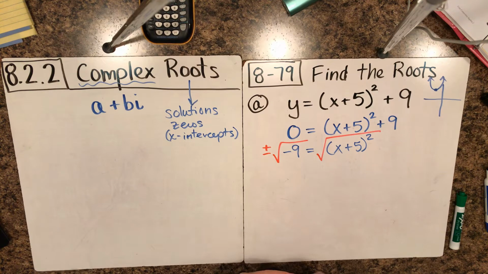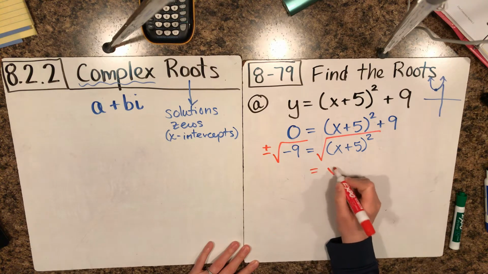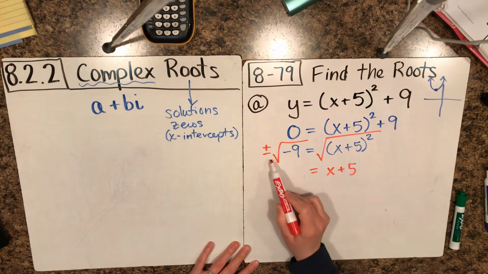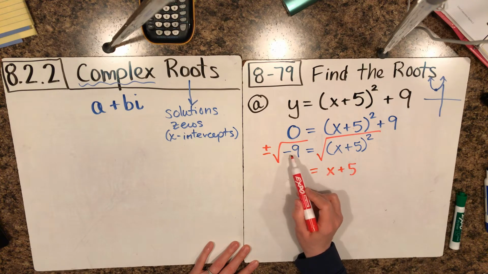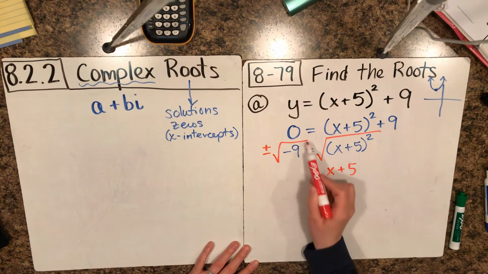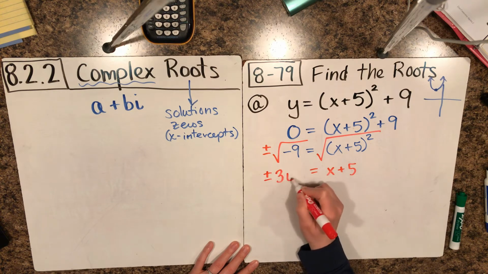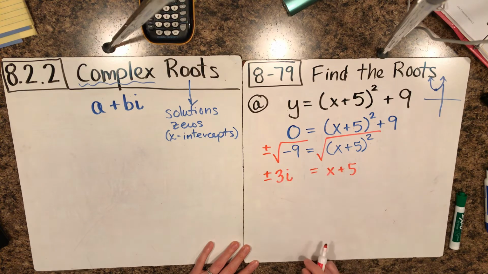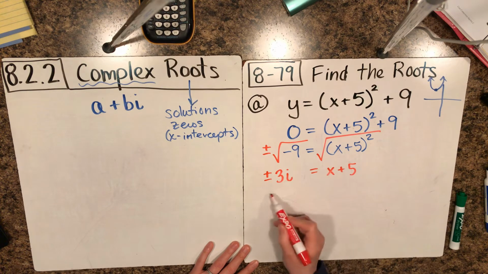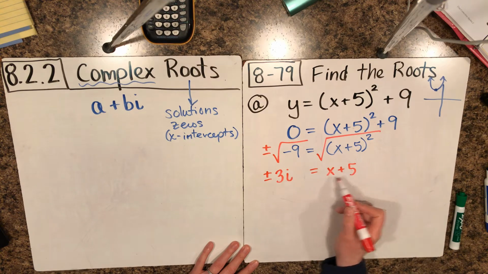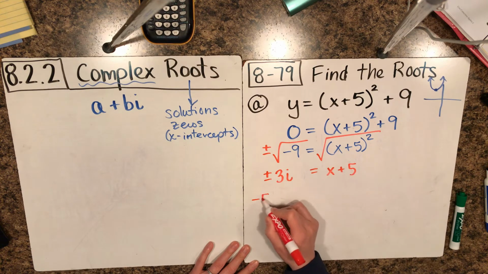Okay. So on the right side, it's just going to be x plus 5, and on the left side, we now know that the square root of a negative number does exist. It's just imaginary. We know the square root of 9 is 3, so I have plus or minus 3, and the i because there's a square root of a negative. Okay. I'm not quite done yet. I don't have x by itself. This is x plus 5, so to get x by itself, I'm going to subtract 5 on both sides.